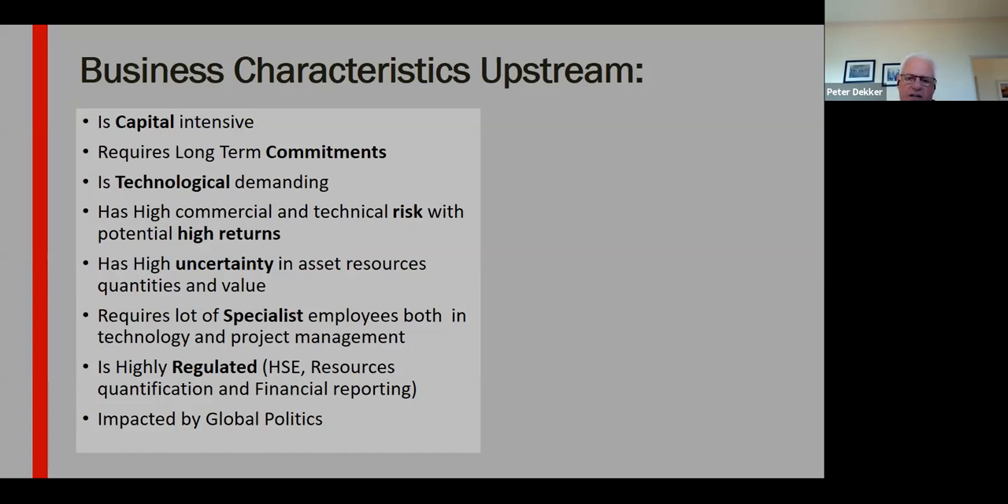Further, it's very highly regulated, mainly in HSE, resource quantification and financial reporting. And as we all know, like in the minerals, it's impacted by global politics and the oil price and the gas price rising up and down. Oil prices more than gas prices.